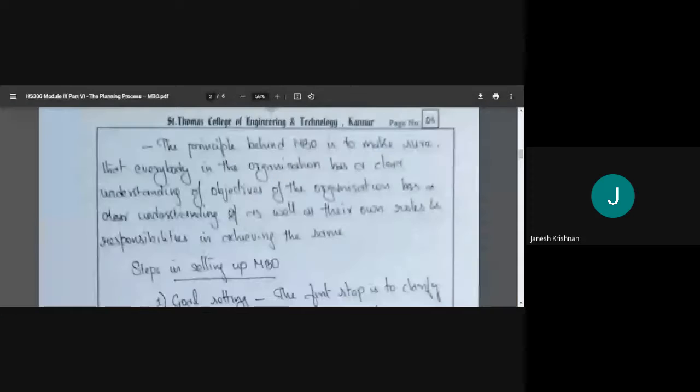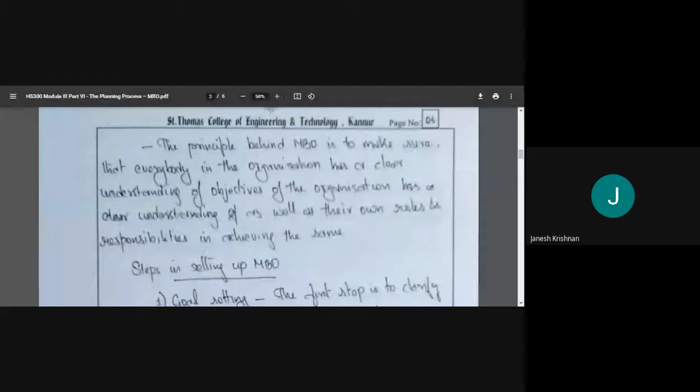The principle is to make sure that every single person in the organization has a clear understanding of the objectives of the organization, what our organization intends to do. Every single one of them should have the idea. A clear understanding of the objectives of the organization as well as their own roles and responsibilities in the same.